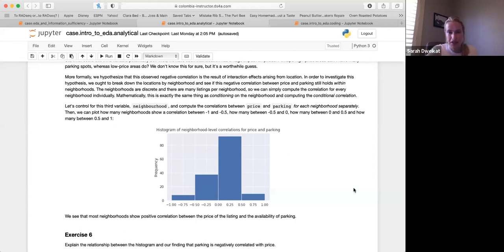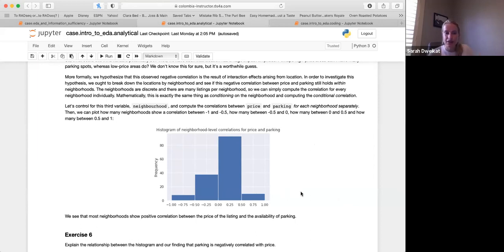Now, this shouldn't confuse you. This is not in terms of number of data points. This is for each neighborhood. So more neighborhoods fall in this positive correlation. This can be kind of tricky because we'd have to think about why.